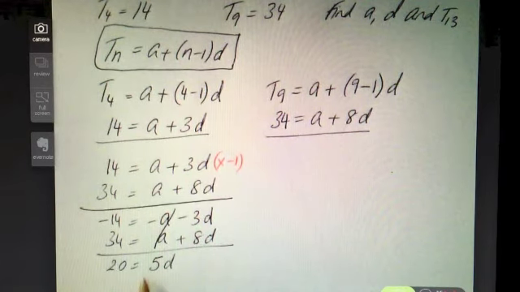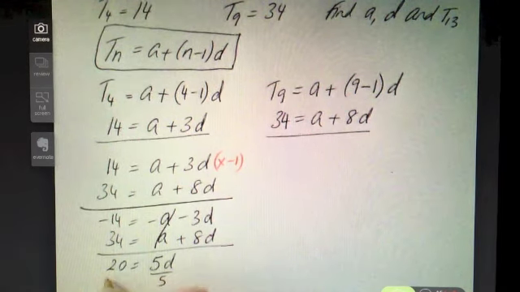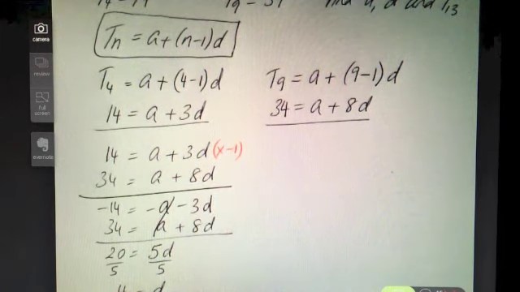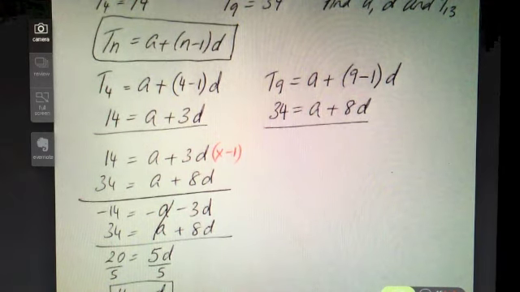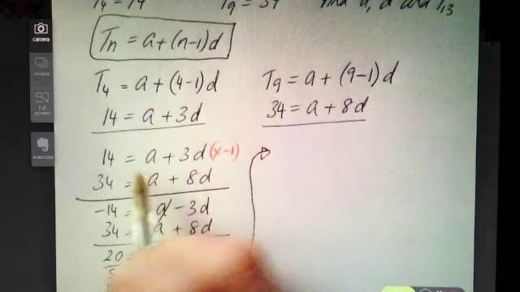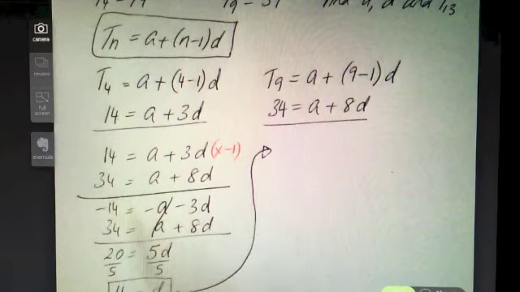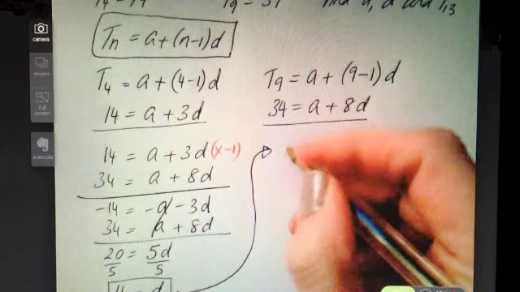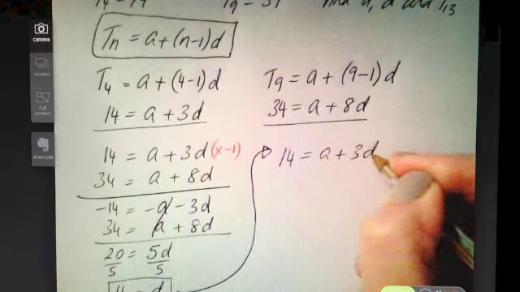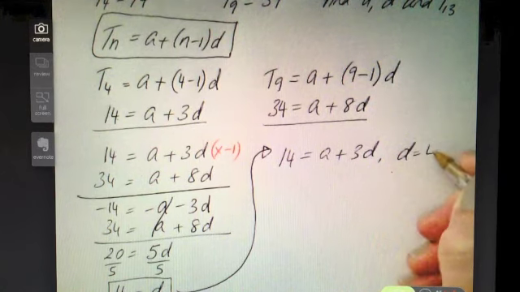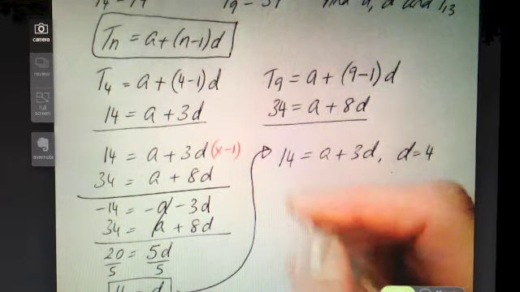So now you have 20 equals 5D, and to get D on its own, we divide both sides by 5. So we get D is equal to 4. Okay, so we've solved the common difference now. So now I'm going to use that to sub back in, remember with your simultaneous equations, to one of the original. I'm going to take this one because it's just lower, easier numbers. So 14 equals A plus 3D, and I know D is equal to 4, so I'm going to sub that 4 in for the D now.